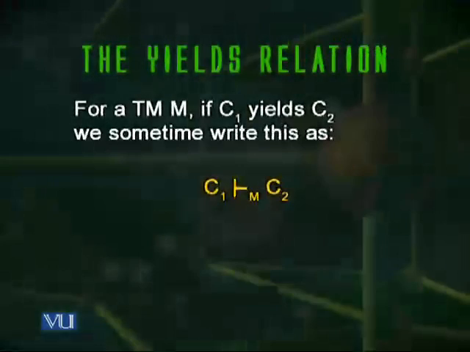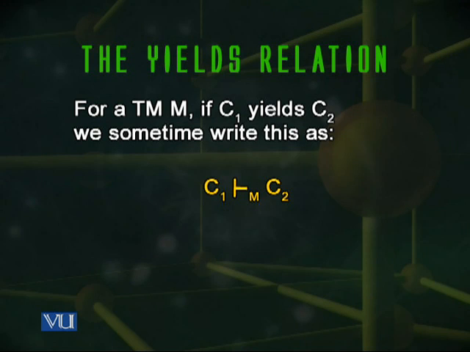If a Turing machine is in a configuration C1 and the configuration C1 yields the configuration C2, we usually denote this by the following notation. As you can see, here we have C1 followed by this symbol, which we will call the yield symbol, and it would be read as yield, and then C2. The subscript M denotes here the machine.